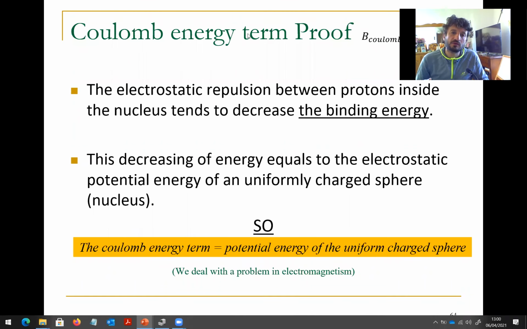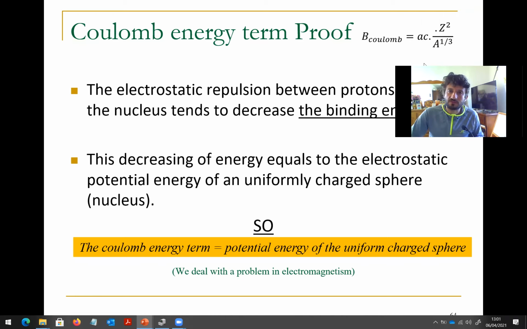I want to calculate the Coulomb energy term. In the case of the liquid drop model, we have many terms that can affect the value of the binding energy. One of these terms is the Coulomb term, which is B Coulomb equals AC times Z squared divided by A power 1 over 3. We need to calculate this term.